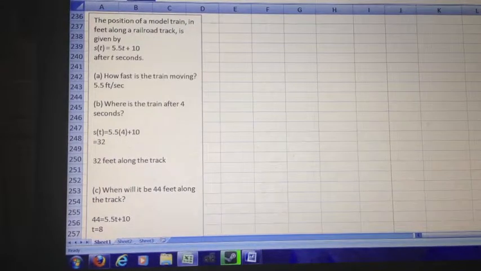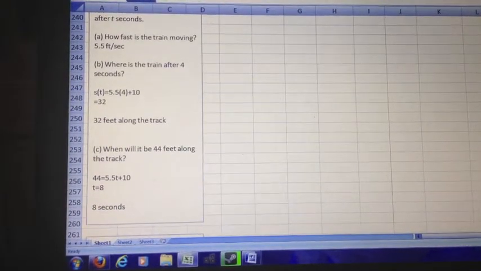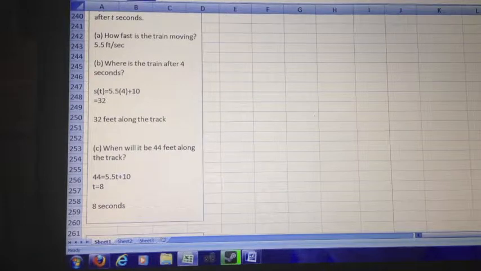Finally, we go to our last question, and it says, when will it be 44 feet along the track? So to find this, we put in 44 equal to our equation. And then when we do out the math of this, we get t equals 8, which means that when the train is 44 feet along the track, it will have been moving for 8 seconds.